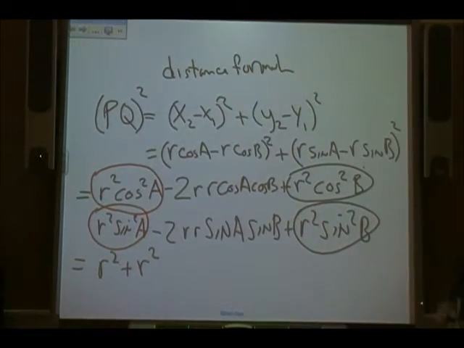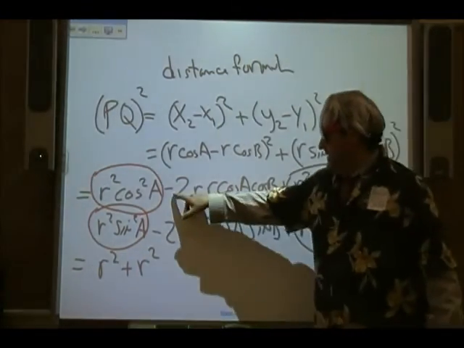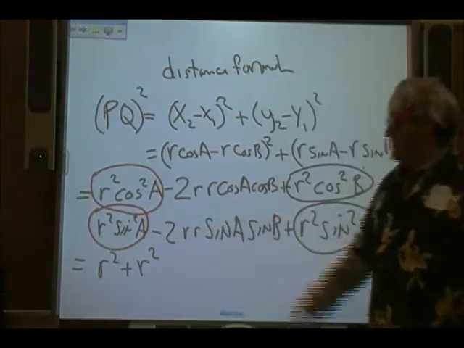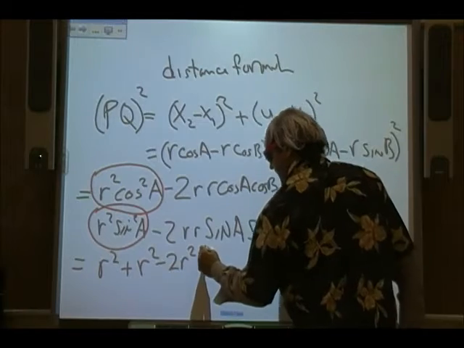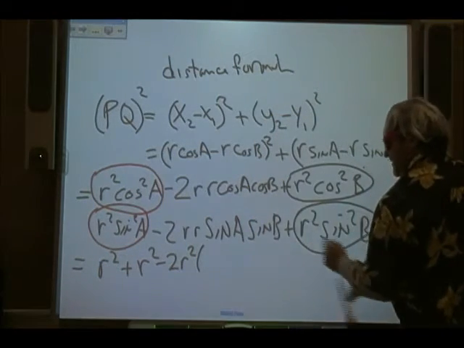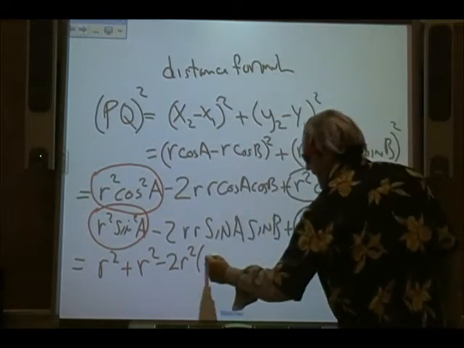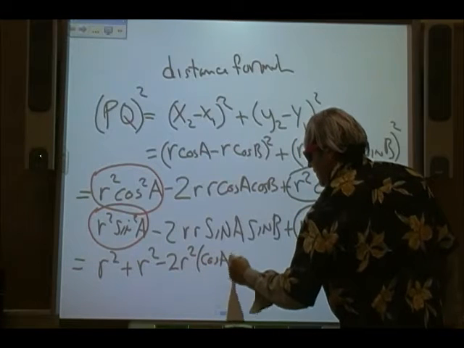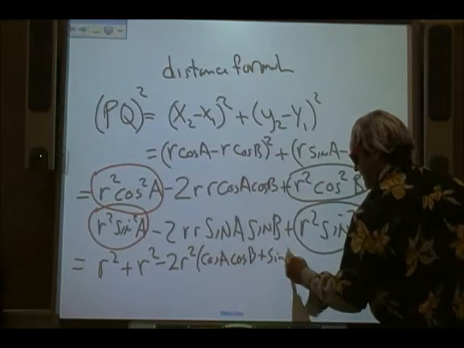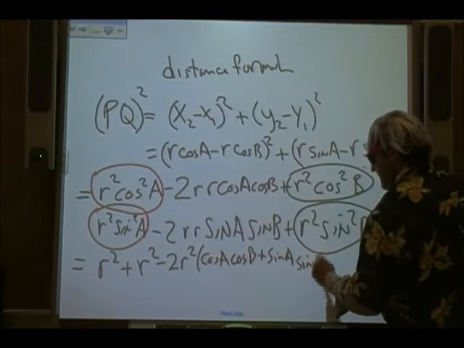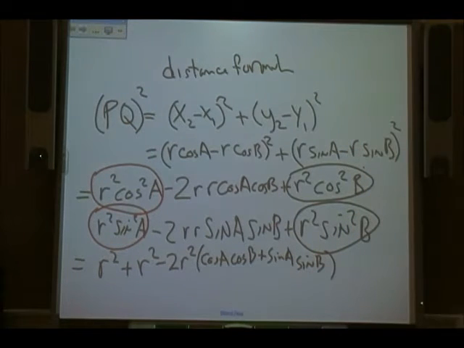What am I left with? Well, I'm left with this. You see this minus 2r squared and this minus 2r squared? I can factor it out. So that's minus 2r squared. And then I'm left with this entire thing: cosine A cosine B plus sine A sine B. So I have that.